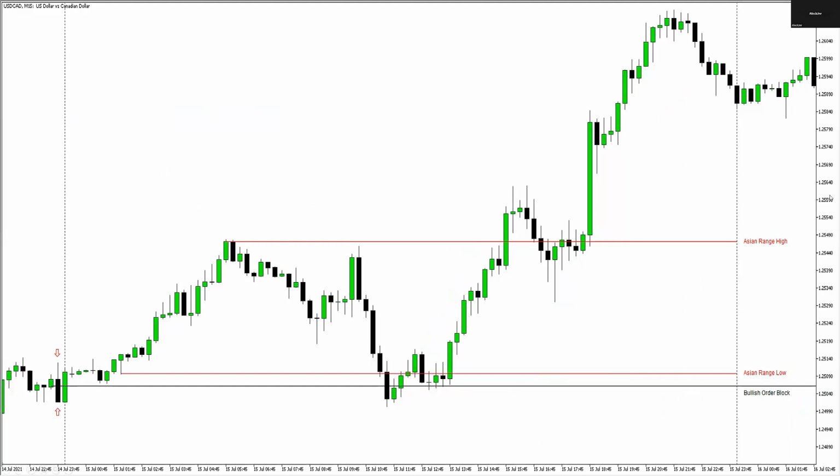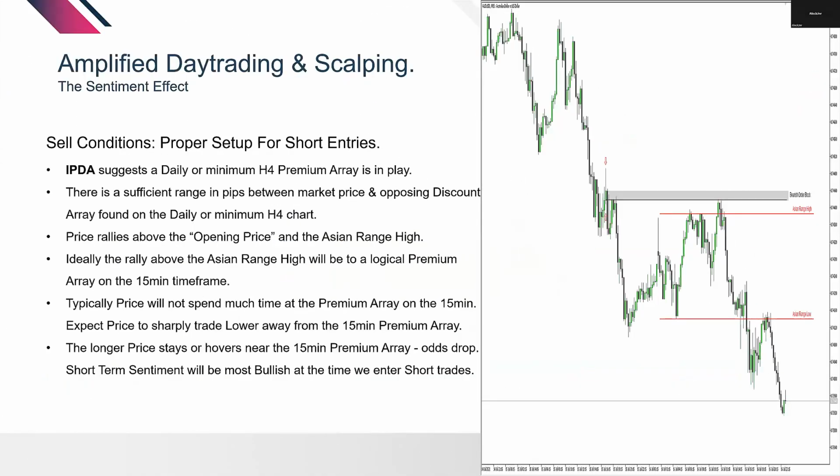And you can see on my illustration here, this is a very old chart. Asian range high, Asian range low. This is our opening price where the dotted line is, and price does trade below it. And we've got a 15-minute bullish order block. Price does not hang around and then it expands for the rest of that day. The opposite applies when the market is bearish.